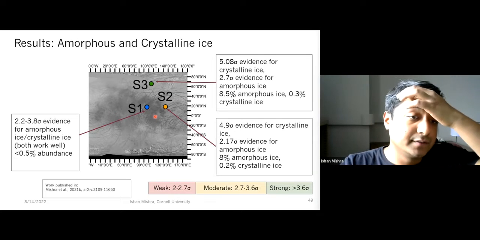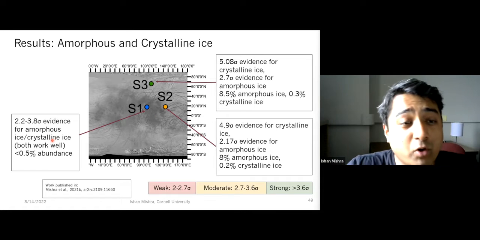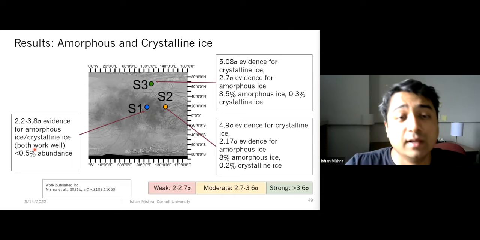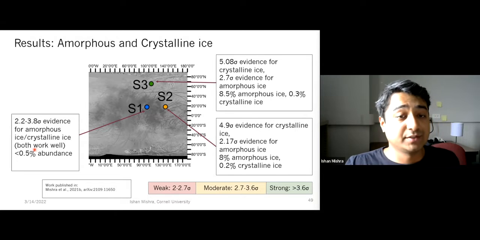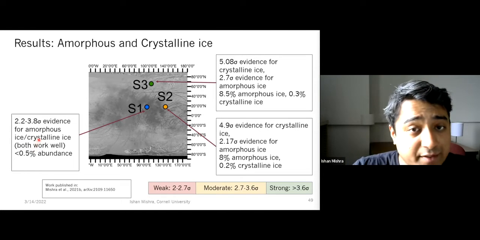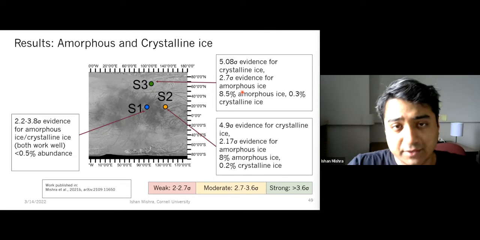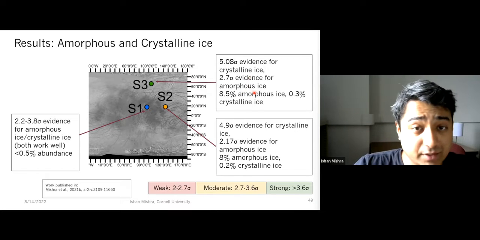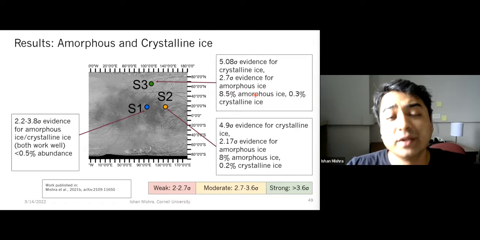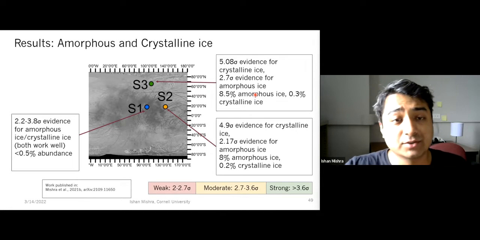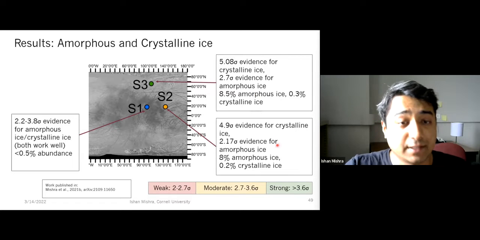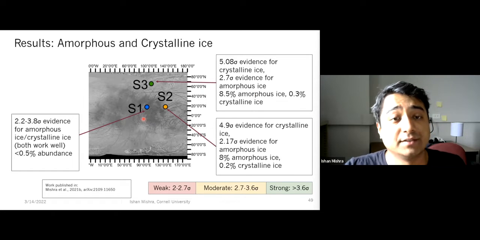As for amorphous and crystalline ice, for S1, we get weak to moderate evidence for both forms of water ice. So either of them work well, and that is because the abundance is pretty low, so it can't really tell which of them, if either of them, are present. So only moderate evidence. For S2 and S3, on the other hand, we get very strong evidence for crystalline ice, but weak evidence for amorphous ice. And we interpret it to be showing the difference in irradiation. S2 and S3 are coming from regions that are not as visibly dark as the region from S1.